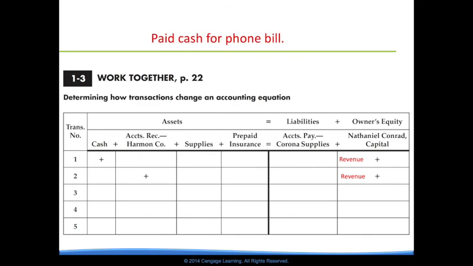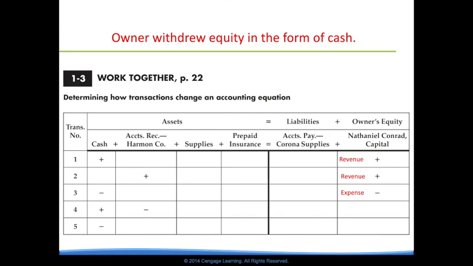Paid cash for phone bill. Cash is going down. Capital is going down because that is an expense to your business. Receive cash on account. Cash is going up. Your Harmon Company accounts receivable is going to go down because they owe you less money. Owner withdrew equity in the form of cash. Cash is going down. Your capital will also go down because it's a withdrawal.